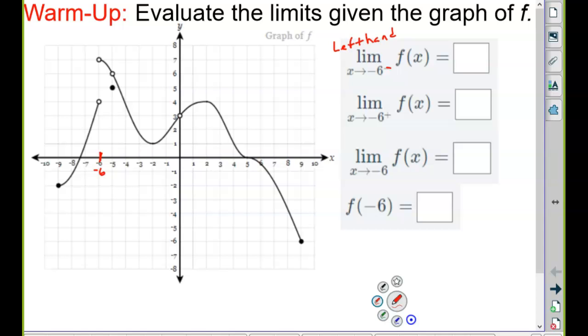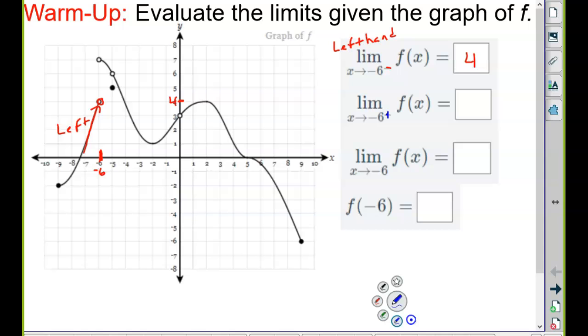And then we're going to look at the left side of the graph and what it is approaching. So if I follow the numbers that are to the left of -6, that's -8, -7, -6.5, -6.1. All of those are approaching the output of 4. Now remember, the limit isn't what's happening at exactly the point, it's as we approach that. So you should have got +4 for the limit as x goes to -6 from the left.